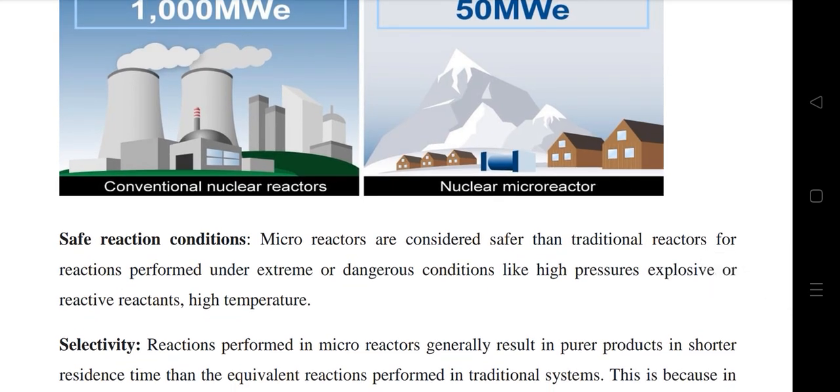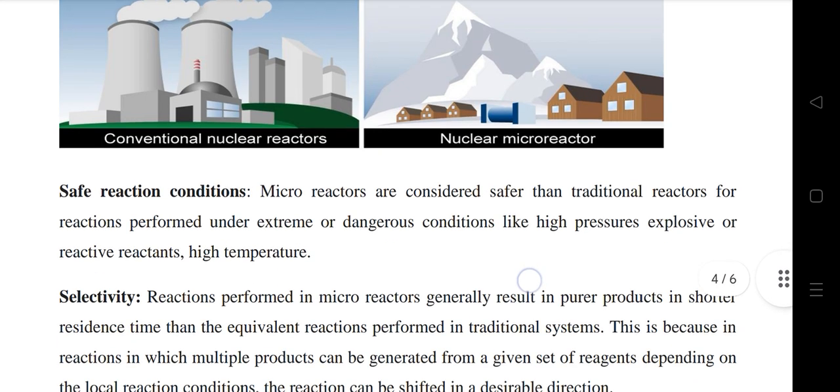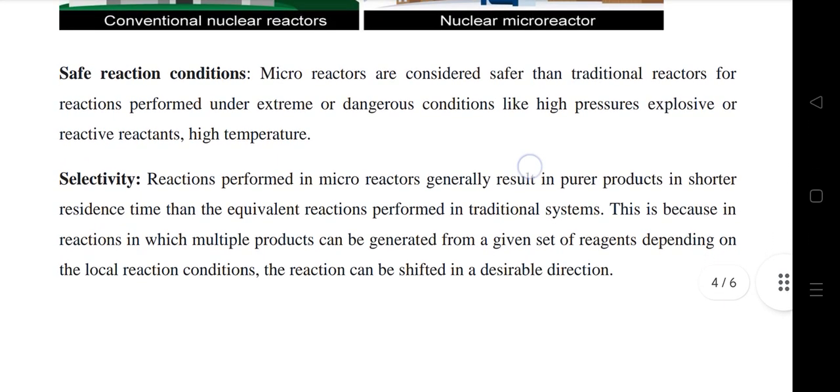This picture is going to tell you about the conventional nuclear reactors, which are used on a high scale and produce a large amount of energy, but as compared to that, a microreactor uses a small amount of energy. Safe reaction conditions.